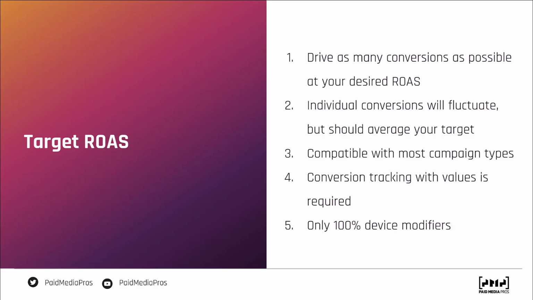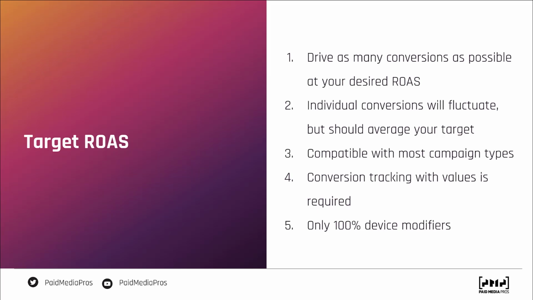All of the characteristics of a target ROAS bid strategy are going to be very similar to a target CPA, where it's going to try and spend the budget every single day, but it's only going to do so if it can hit the right target ROAS. Your individual conversions might fluctuate on the actual return on ad spend, but overall, your performance should hit the targets that you're looking for, or maybe even be a little bit under it. It's compatible with most campaign types, and you're able to use only the negative 100% bid modifiers.